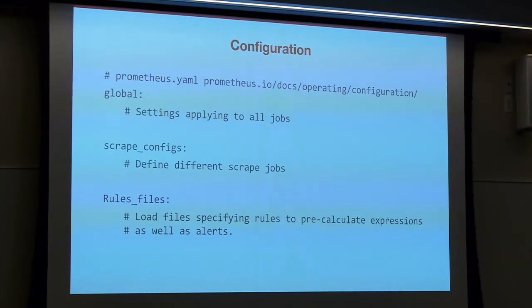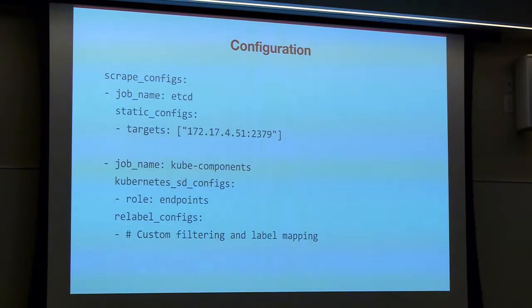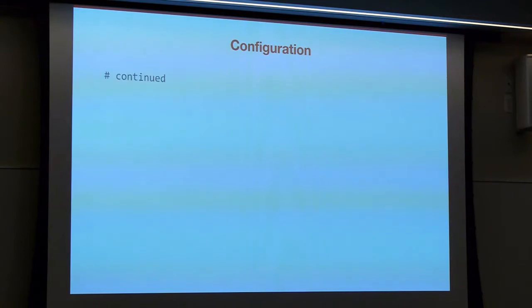Cool. So in this example, we just scrape basically all the endpoints, so it means all the pods of the service, and we do some relabeling. And everyone who starts with Kubernetes and Prometheus will definitely come to the point where you need to understand relabel configs. It is a bit complicated. That's why I wanted to talk about this today.